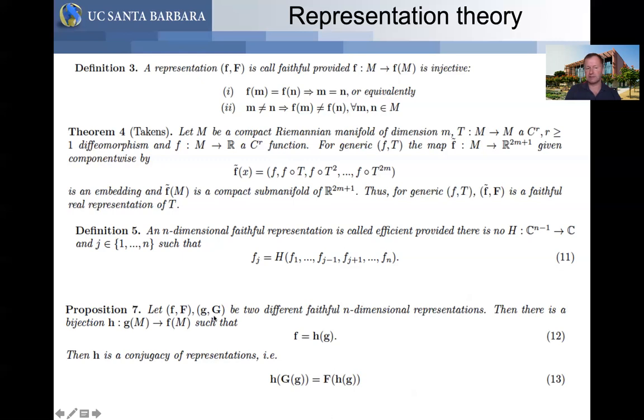And so the nice thing about representations is they play nicely with a key concept in Koopman operator theory, a key concept in dynamical systems in general, and that's the concept of conjugacy. So if we have two different faithful n-dimensional representations, then there is a bijection H such that H is a conjugacy of representations. So if you start from G, apply H, and then the map F that represents that is the representation map, then starting from the same G and the other representation map, capital G, applying H, you get exactly the same result.